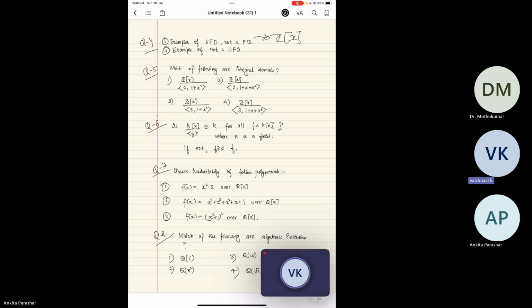You can take the ideal generated by 2 comma X. 2 comma X, exactly. So you can take this ideal and you have to prove that this is not generated by a single element. That is still left to prove. So you have to prove that this cannot be written as any f where f is in Z[X]. So can you give some argument to say that it cannot be written as generated by a single polynomial inside Z[X]?